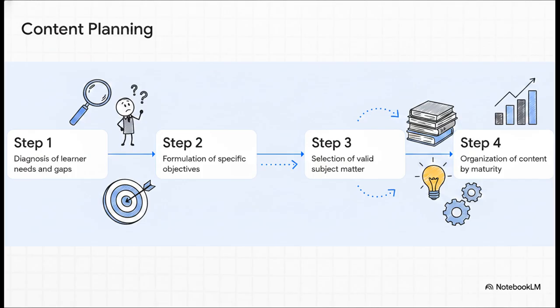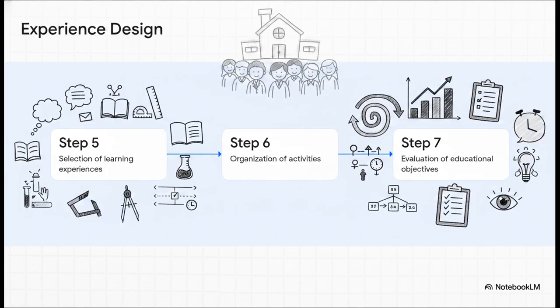And step 4 is organizing that content. So you aren't just opening a textbook to chapter 1. You're systematically planning the subject matter based on your own initial diagnosis. Now let's see how this flows right into phase 2, designing the experience. Once your content is locked in, you shift to the how. Step 5 is selecting the learning experiences, meaning your actual instructional methods. Step 6 is organizing those activities into a cohesive, engaging sequence. And finally, step 7 is evaluation.